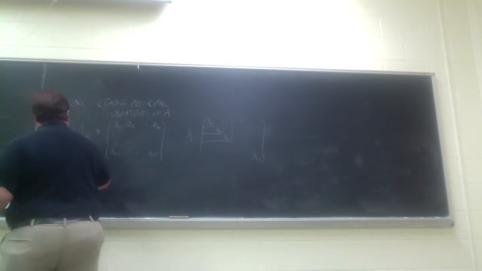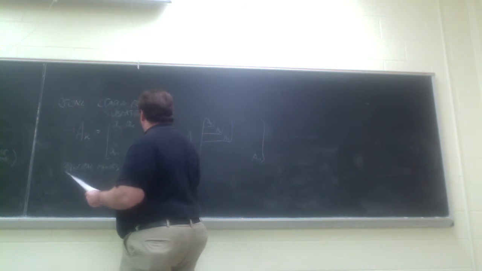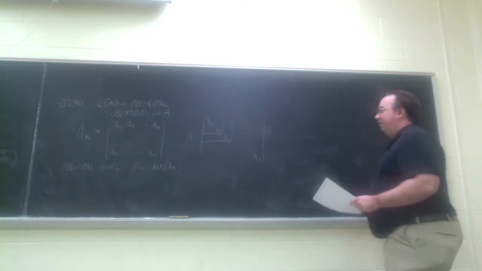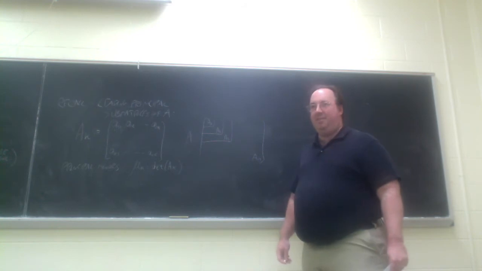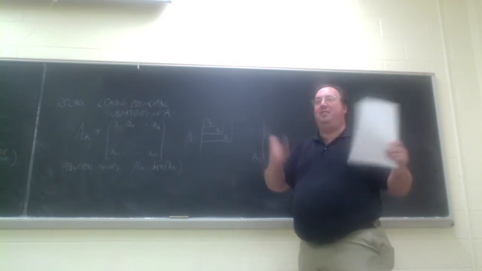And then you have the principal minors, which I'll call U sub K. Those are just the determinants of the leading principal submatrices. So A_N would be the whole matrix. A1 is included in A2, like Russian dolls.